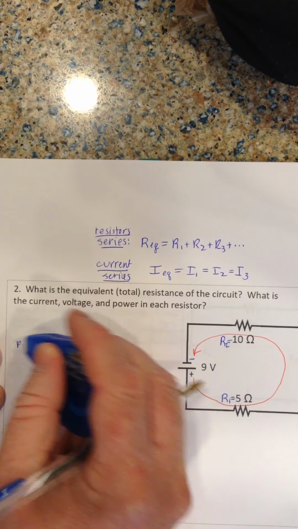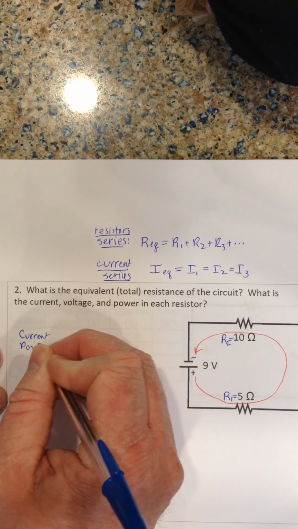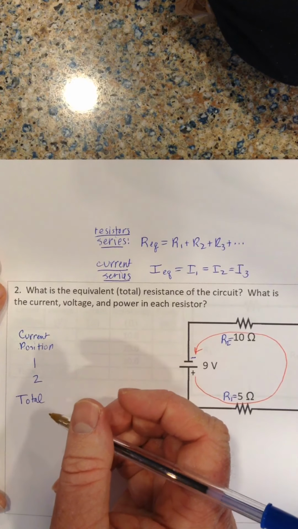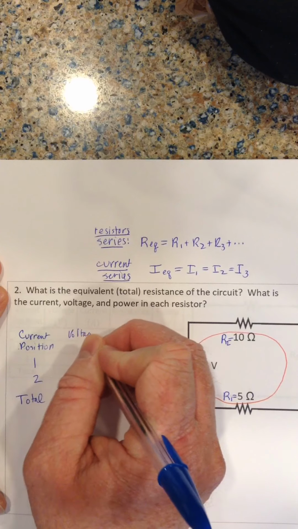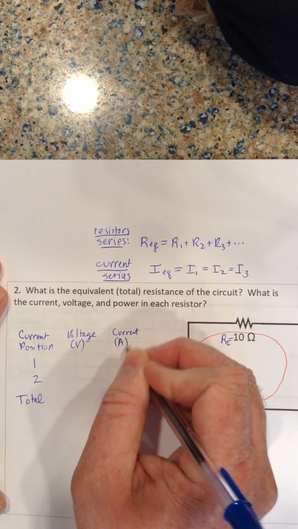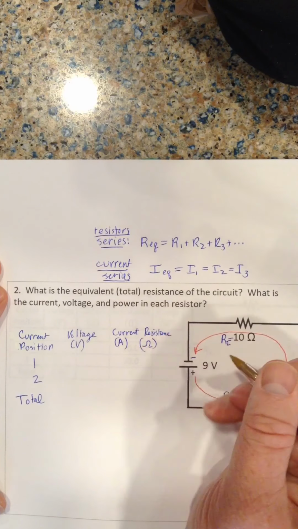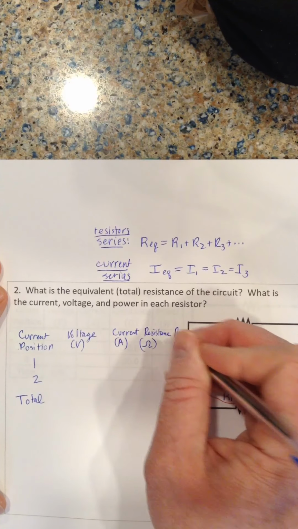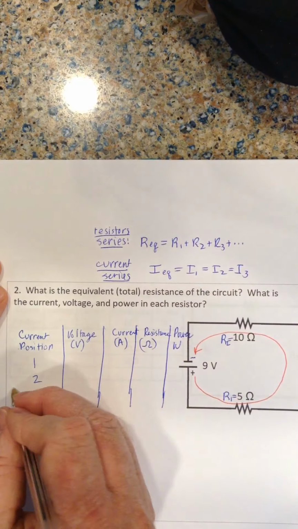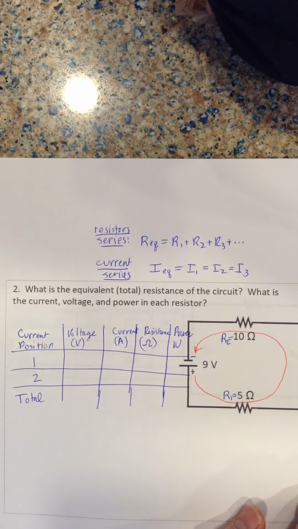Let me start that over so you can read it. Current position. So I'm going to have a 1 and a 2 and a total. Then I'm going to have voltage, which is measured in volts, of course. I'm going to have my current, measured in amps. I'm going to have my resistance, measured in ohms. I'm going to have my power, measured in watts.